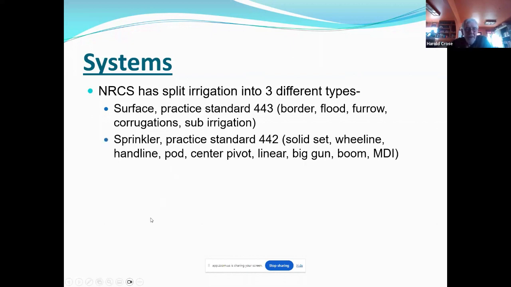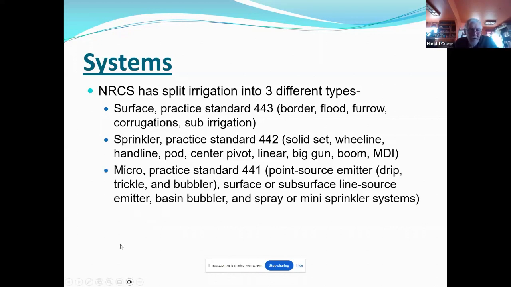And then we have sprinkler practice standard 442, which is the solid set systems, the wheel line systems, hand lines, K-pods in our pastures, center pivots, linear, big gun. And I put on the end of this mobile drip irrigation, and I'm going to talk a little bit about that. That's the upcoming technology for center pivots. Retrofitting existing center pivots with drip lines, and we can get up to 95% irrigation efficiency without wetting the canopy of the crop. And we'll talk a little bit more about that later.